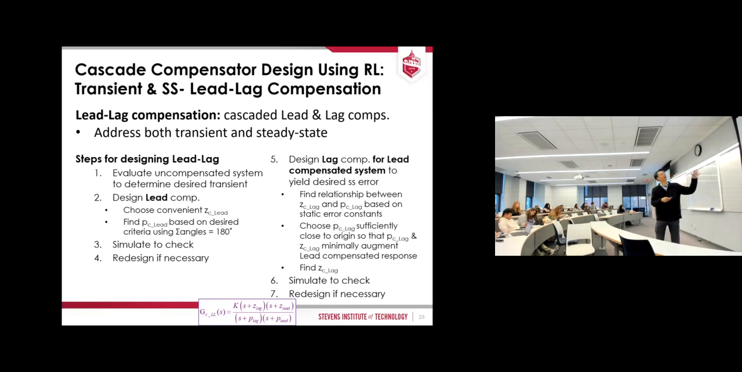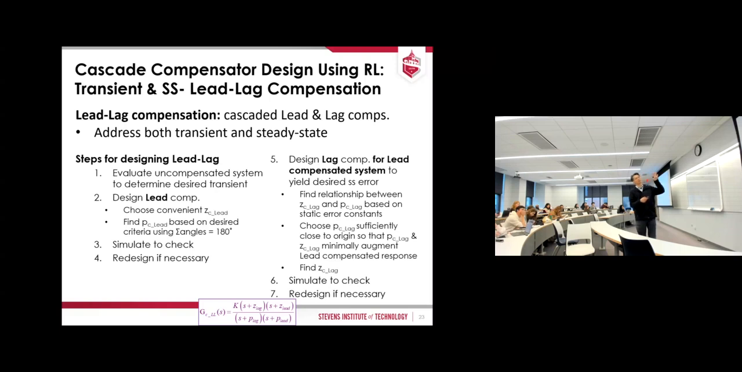Once this is done, the next step is to design the lag compensator for the lead-compensated system to yield the desired steady state error. So for example, you always work on lead first, to address the transient response. But even after the lead compensation is done, you may still have a little bit of a steady state error problem. Okay, you add another compensator in series in the block diagram. So that's what you do.